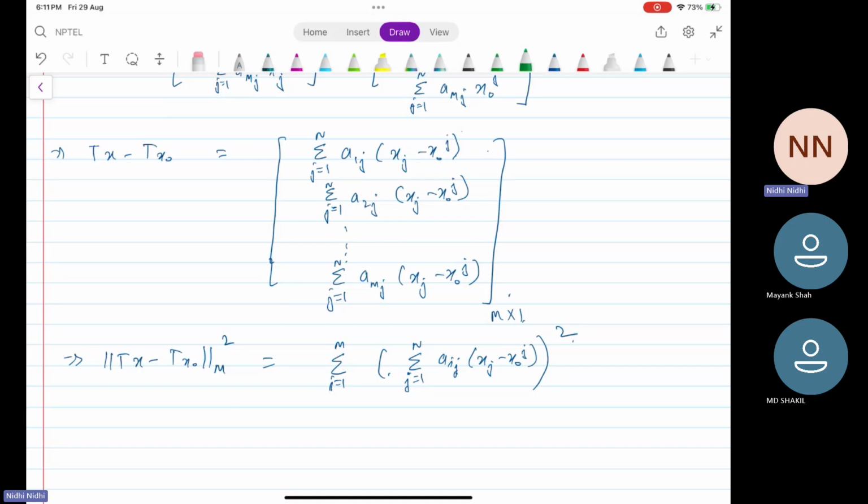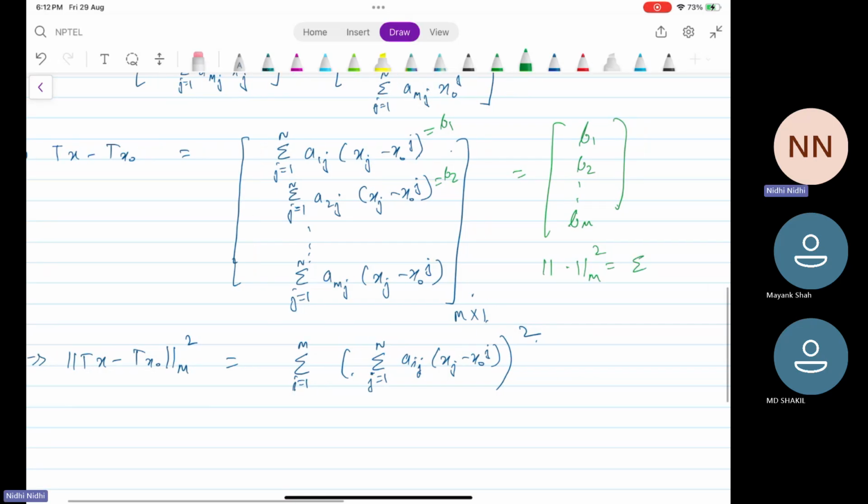Now suppose this was B1, this was B2. So this was actually the vector B1, B2, ..., Bm, and our norm, we know, is the summation over i from 1 to m of bi square. In each of the bi, again we have a summation. That's why we are getting these two summations.